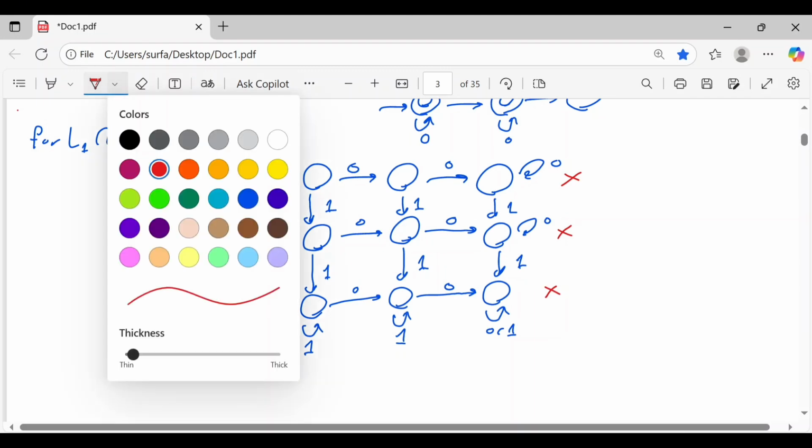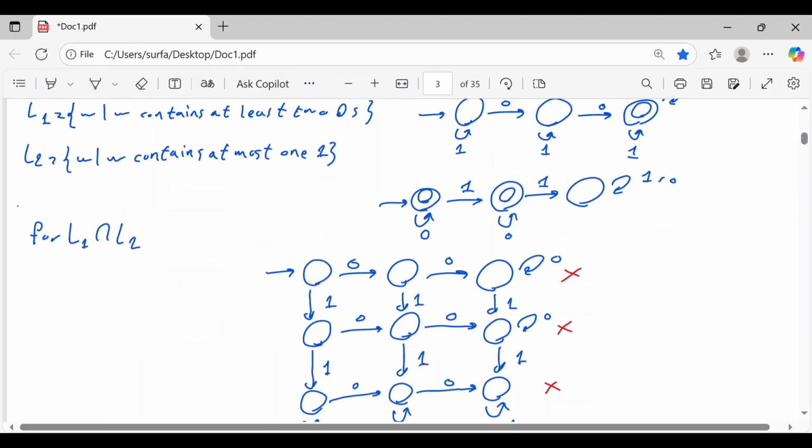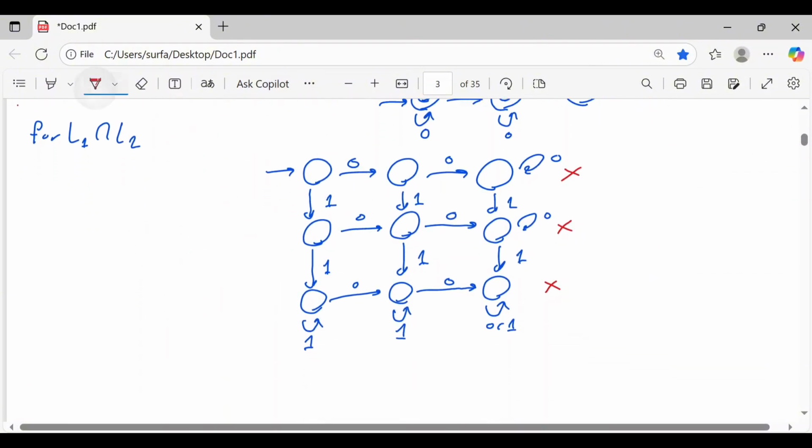And L2 says that W contains at most 1. And we know that for this language, we will accept this state, actually, or better I say this state, and these. And yes, that's it. And the intersection of these languages is these 2 states here. So these 2 states are our accepted states actually.